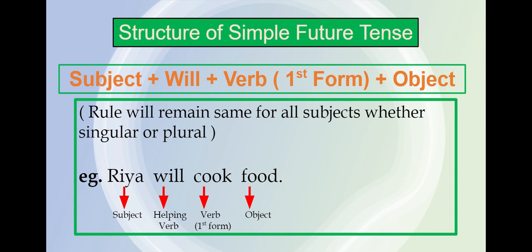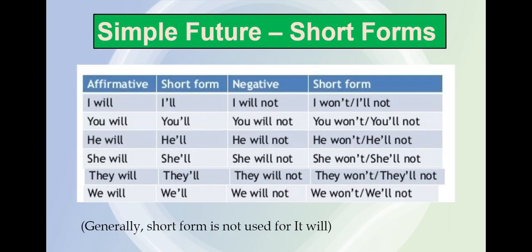To make simple future negative, we use not with the word will. She will not go for the party. So, just to make it simple future, we use will and the base form of the verb, and to make it negative, we use will not.